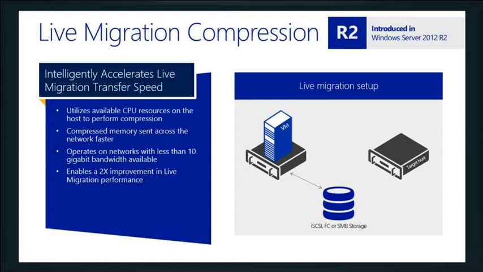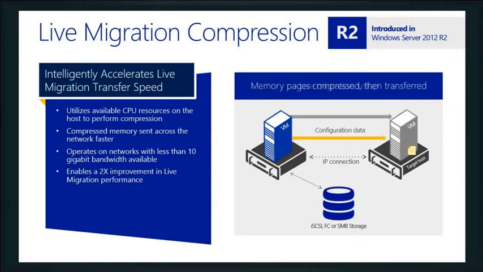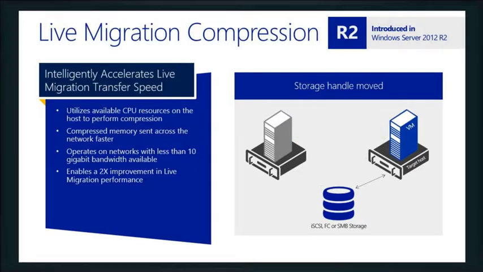What R2 gives us is the ability to do live migration with compression. So the memory is compressed as it's being written across to that target host. Configuration data moves across, memory contents move across, compressed and transferred, and then the modified pages. Then the storage handle is moved. This is a 2-time improvement over the 2012 live migration performance. Not to mention when you add on RDMA. We'll talk about that in a bit.